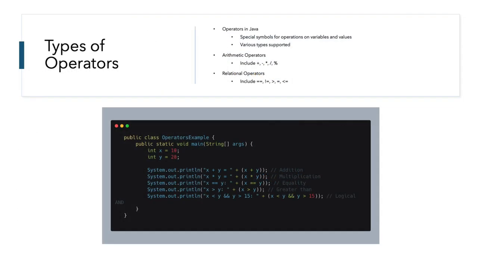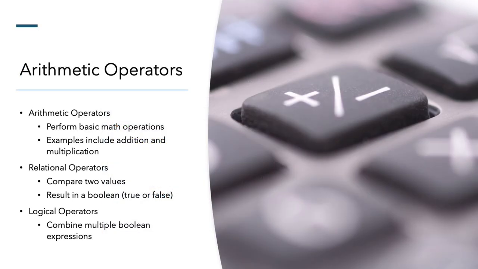Java supports various operators for performing operations on variables and values. These include arithmetic operators like addition, subtraction, multiplication, division, and the modulus operation, and relational operators like equal to, not equal to, less than, greater than, greater than or equal to, or less than or equal to. There are examples of this in this code fragment as well. In programming, there are three main types of operators: arithmetic operators for basic math, relational operators for comparison, and logical operators for combining Boolean expressions.